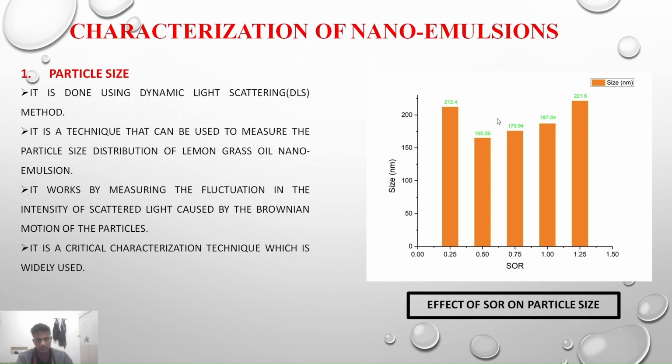What size do we observe? From this graph we can observe that a surfactant to oil ratio from 0.5 to 1 gave quite good results, that is 165 to 187 nanometers. So we can consider a surfactant to oil ratio of 0.5 to 1 as the ideal range.